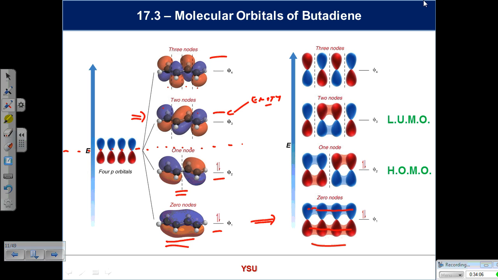Next one up, we have one node, and it's a pattern here. No nodes, 1 node, 2 nodes, 3 nodes, as we work towards benzene. In this one, this is a pi bond, that's a pi bond, but there's no communication in the middle. There's none of this extra communication that is worth energy in the middle.